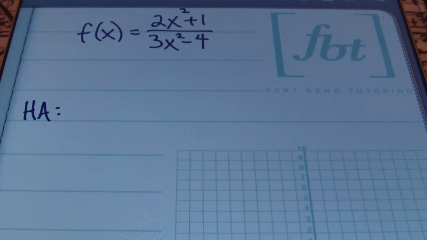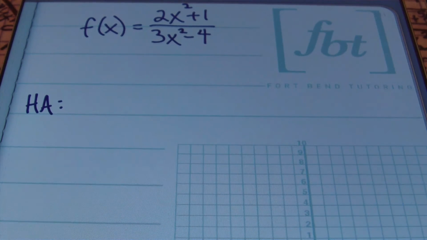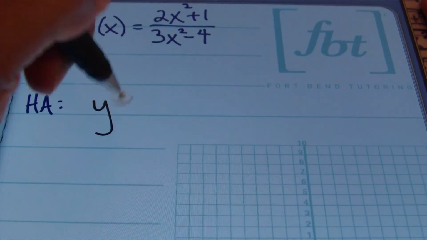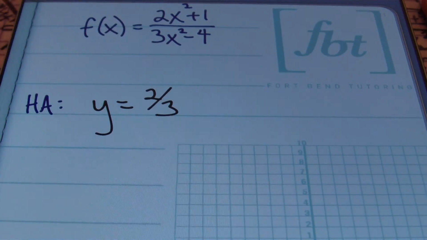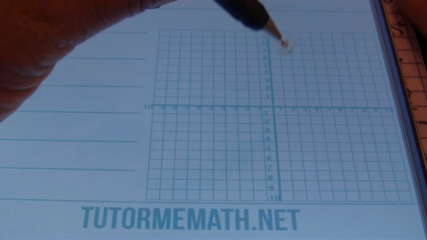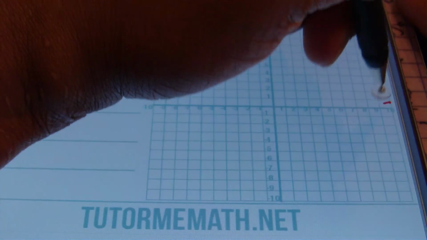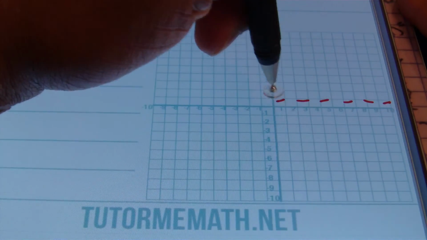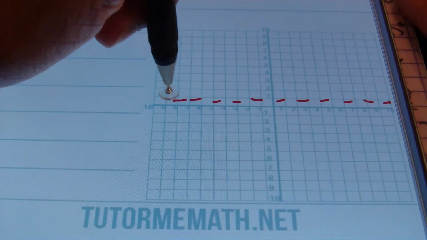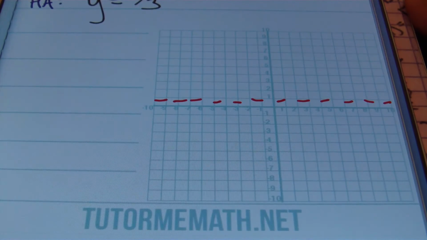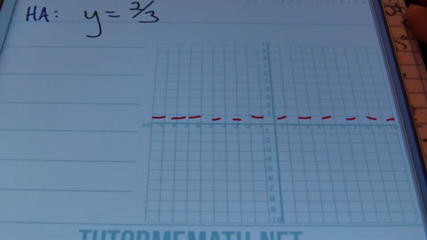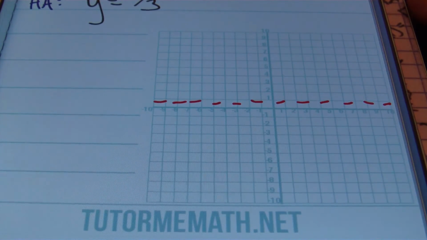Alright, so here we have our original equation, f of x equals 2x squared plus 1 divided by 3x squared minus 4, and our horizontal asymptote is y equals 2/3. Being as though this is a horizontal line, and 2/3 is almost 1, we're going to have it about right there. Alright, there we go. So this is the horizontal asymptote, y equals 2/3. That's problem number 4. Let's move on to problem number 5.